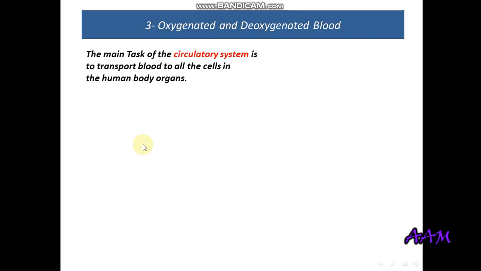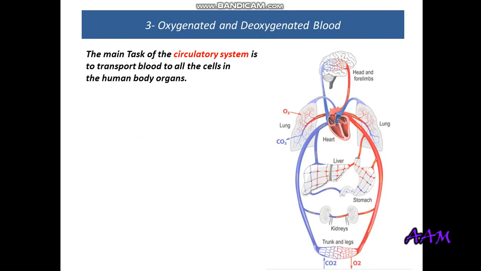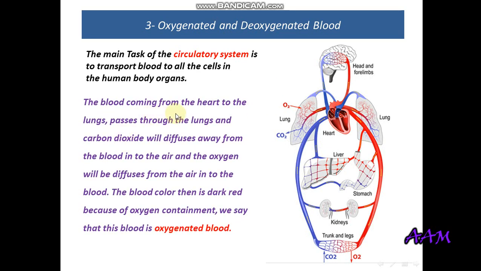Second thing, the main task of the circulatory system is to transport blood to all cells. We know that. This is explaining the process. The blood coming from the heart to the lungs. By who? Who brings the blood from the heart to the lungs? These two arteries here, because they are taking blood from the heart. Who takes the blood from the heart? It must be an artery.